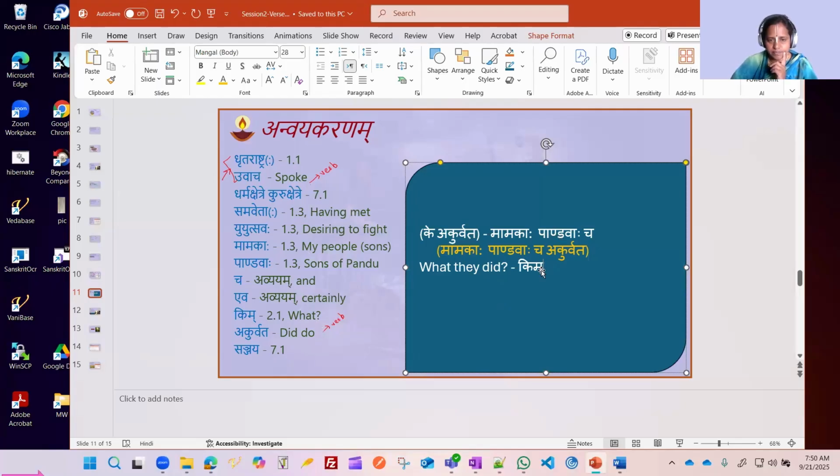Which one it is? Pandavaha. Pandava is 1.3, no? I want 2 dot something. Samavetaha. See, Samaveta is 1.3. Kim. Is it Kim? Yes, Kim. 2.1 what? Correct. Kim. Okay.